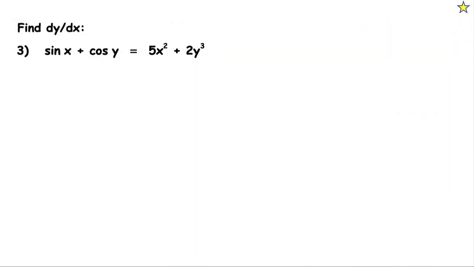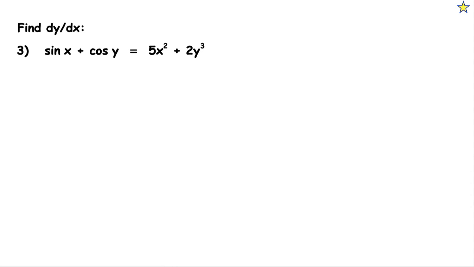Here's a trig-flavored problem. All right. Find dy dx. All right, well, I can see that it's going to be impossible to get y by itself unless I want to deal with inverse cosine. No thanks. So I'm just going to plow through, straight through from left to right, taking derivatives implicitly.